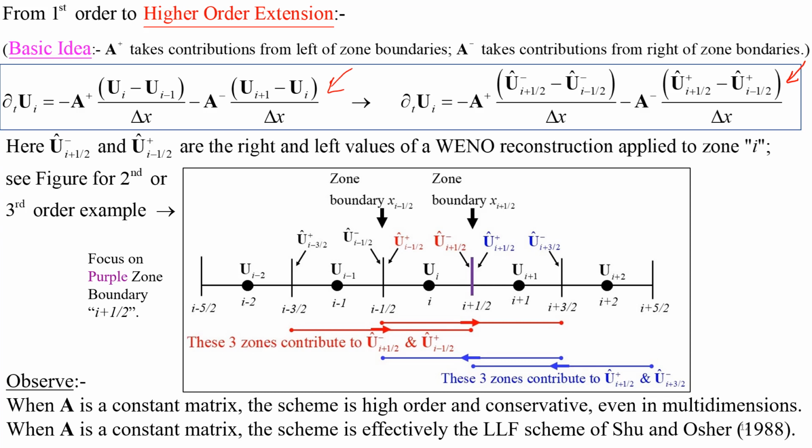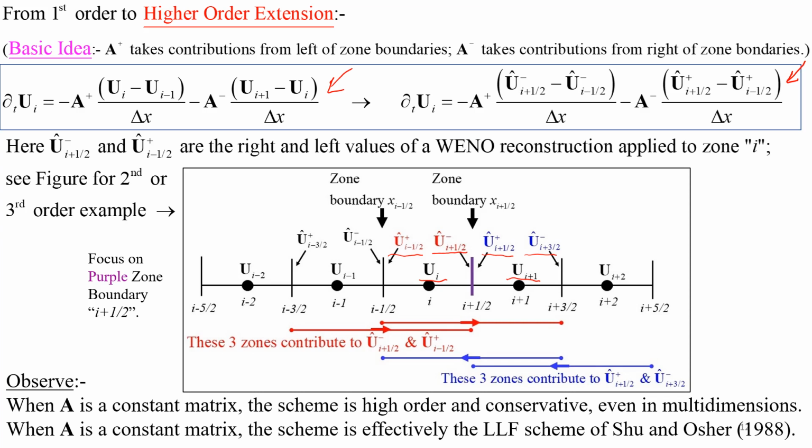So this is a good thing, and we now go ahead and do our reconstruction in the zone I to obtain U minus at I plus a half and U plus at I minus a half, and we again do our reconstruction in zone I plus 1 in order to obtain U plus at I plus a half and U minus at I plus 3 over 2. So with that, we can continue this process for all zones, and therefore we can obtain a scheme that is higher order accurate. At least for constant A, this scheme will actually be fine. Okay. So when A is a constant matrix, this scheme is higher order and even conservative, even in multi-dimensions.